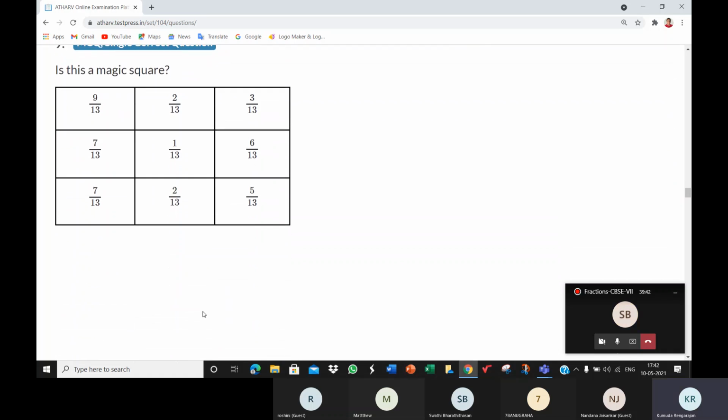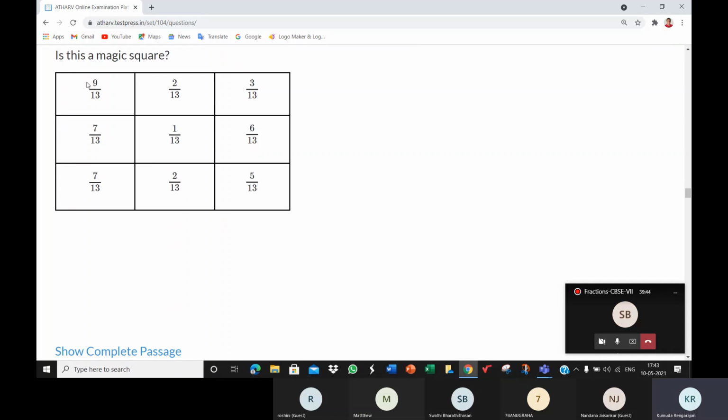Is it a magic square? If it should be a magic square, the sum of the numbers along the 3 rows must be the same. The sum of the numbers along the 3 columns also must be the same. And the sum of the numbers along the diagonals, if you add these numbers and these numbers along the diagonals, they also must be the same.